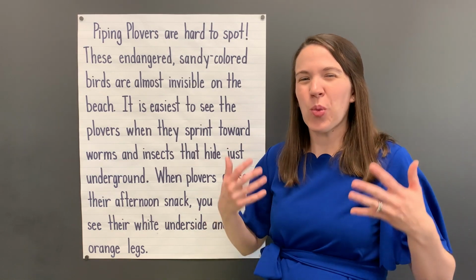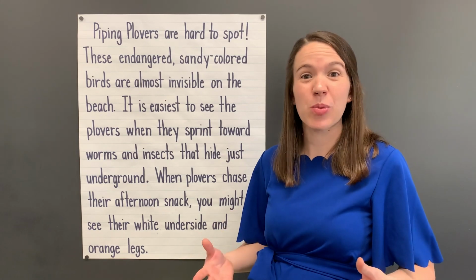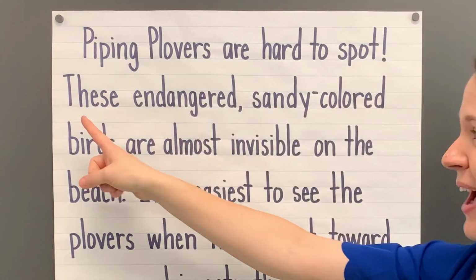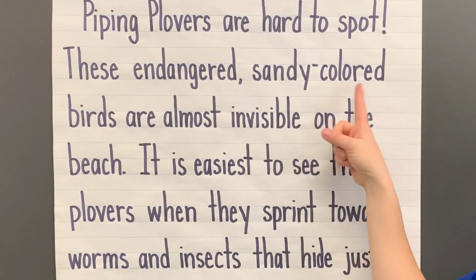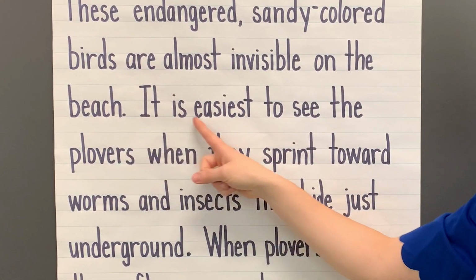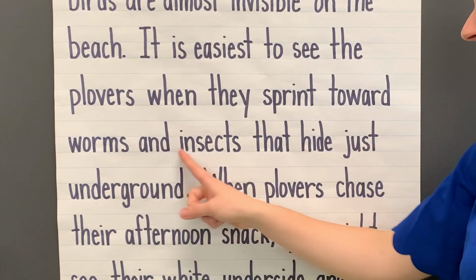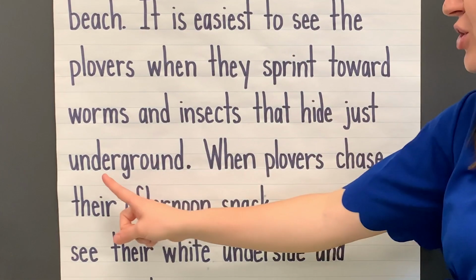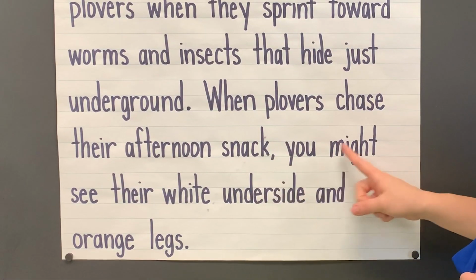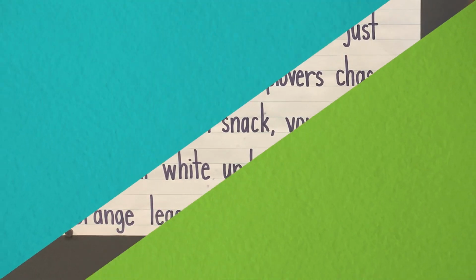Let's read this text one more time to better understand it now that we understand what these three words mean. Piping plovers are hard to spot. These endangered sandy-colored birds are almost invisible on the beach. It is easiest to see the plovers when they sprint toward worms and insects that hide just underground. When plovers chase their afternoon snack, you might see their white underside and orange legs.